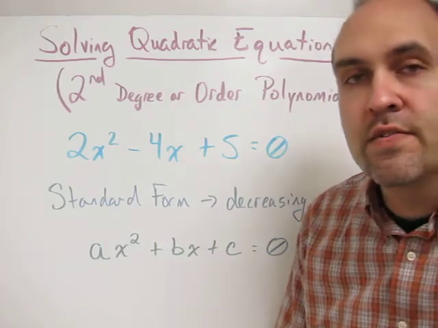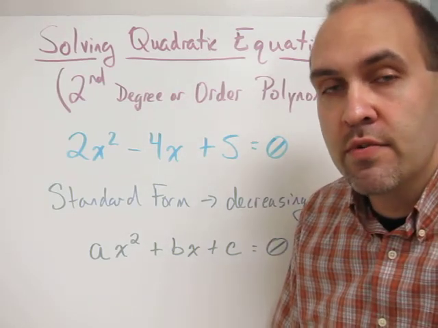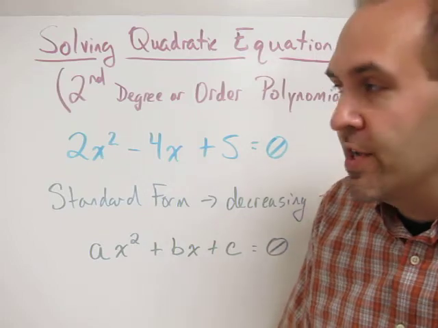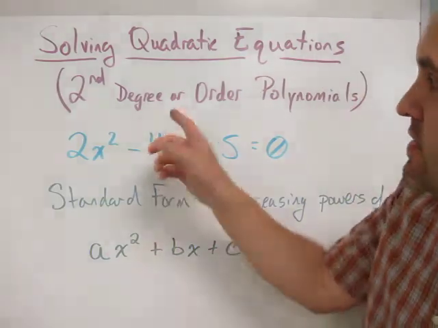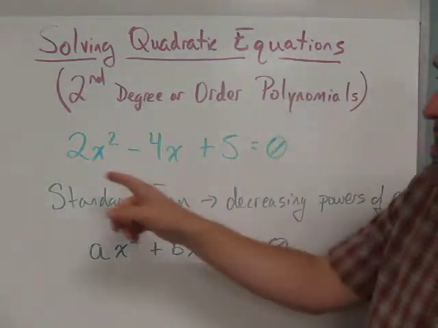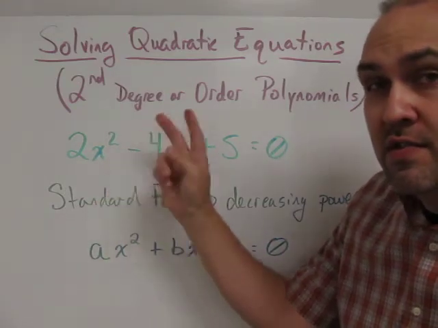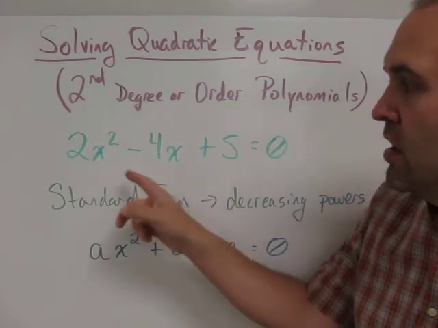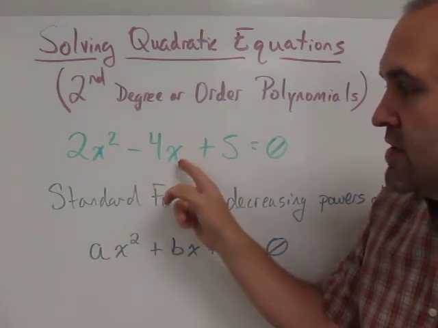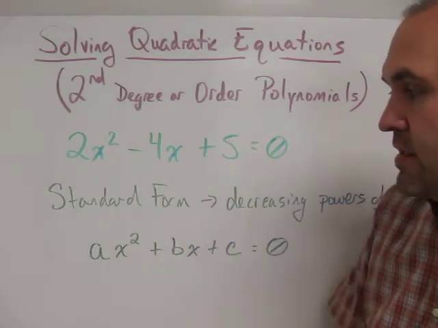Hi, this video is about solving second-order polynomials, also known as quadratic equations. A second-order or second-degree polynomial looks something like this. There's a power on the variable there that's squared. That's why it's second order. And maybe another standard first power, and then maybe just a constant.